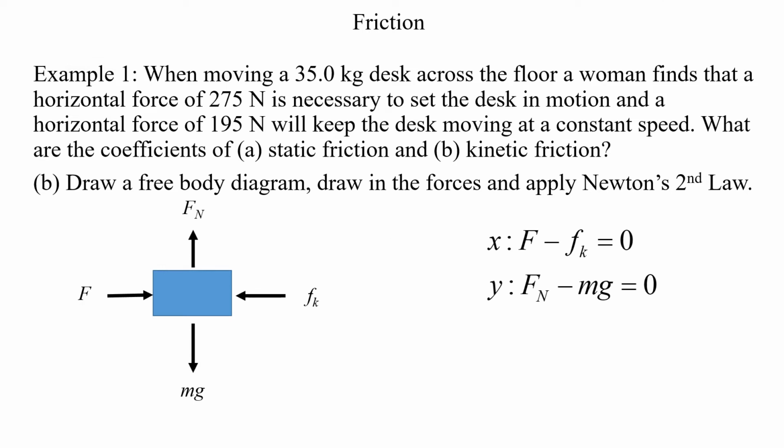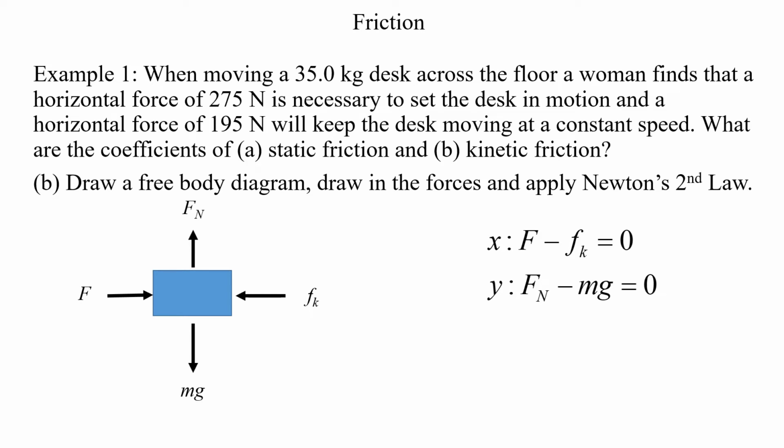All right, now we do the same thing to find part B. We want to find the coefficient of kinetic friction. We're given that the horizontal force of 195 newtons will keep the desk moving at a constant speed. So again, if we're moving at a constant speed, there's no acceleration. So our applied force to the right minus the kinetic friction to the left will equal 0. And again, we have the normal force up minus the weight down equals 0.